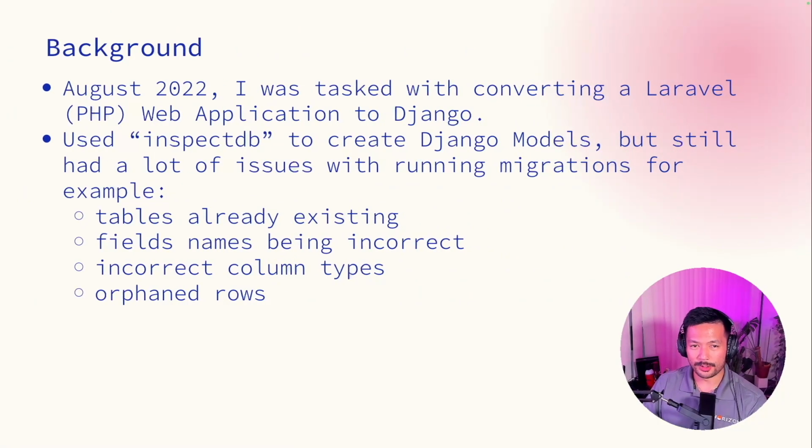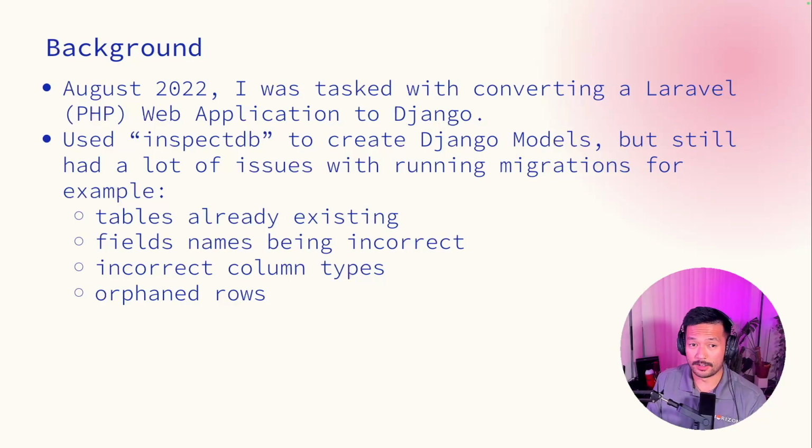Entering my current role, I was more of a front-end and back-end developer with limited exposure to the database side of things. And in August 2022, I was tasked with converting a Laravel back-end web application to Django. And getting the application up and running was pretty easy. I discovered InspectDB, which was a super useful utility to create the model files. But one of the biggest roadblocks I had came whenever I needed to start running migrations.